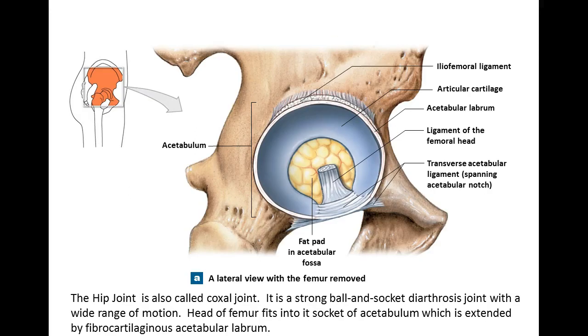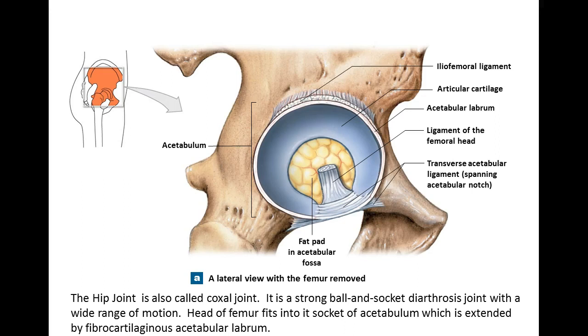Then the hip joint, I think this is the last one we look at for the most part. This is the ball and socket joint, and it's also called a coaxial joint. It allows circumduction, a strong ball and socket, diarthrodial joint with a wide range of motion. The head of the femur is going to fit into the acetabulum. There you have the acetabulum.